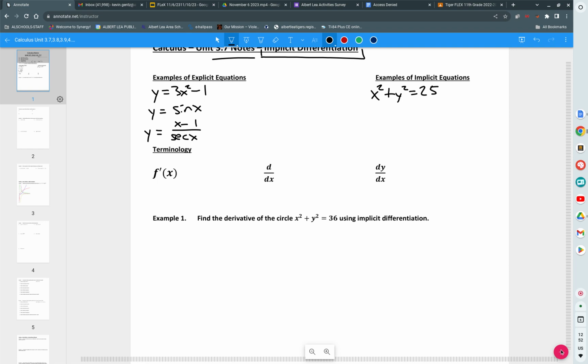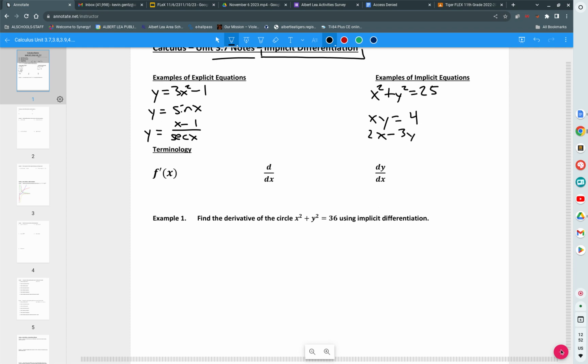Is a circle a function? No. Everything we've been taking derivatives of so far is a function. This is not a function. Can you take the derivative of something that's not a function? Yes, the fact is you can. Another example: x times y is equal to 4. You could solve for y and then use your quotient rule or other things like that, but you don't have to. So that's an implicit equation.